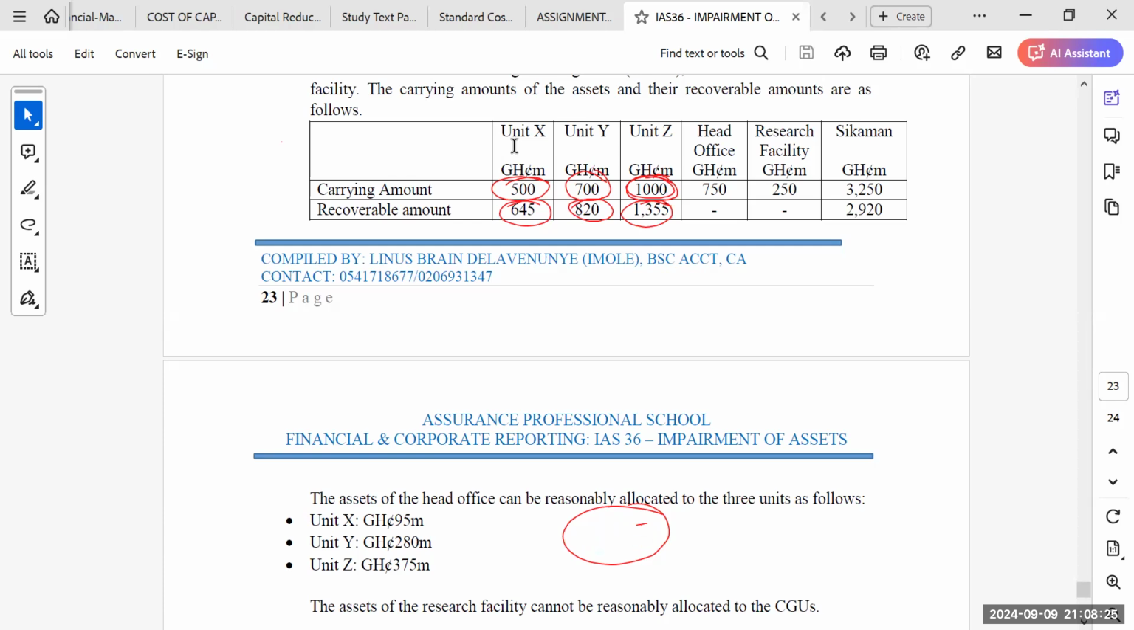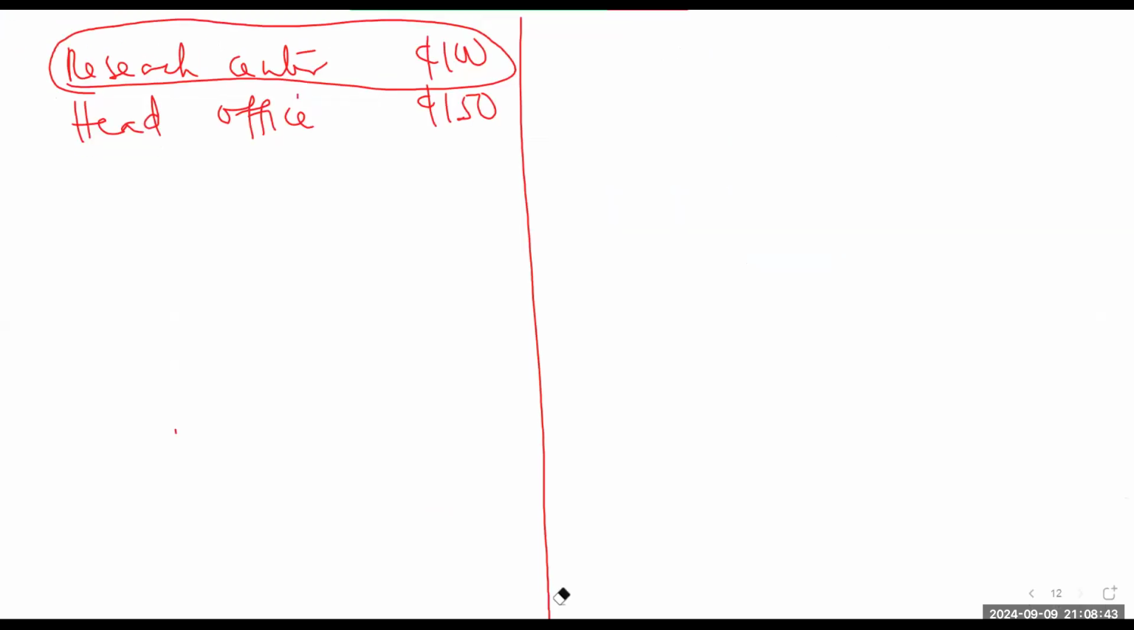So you first of all carry out the impairment test on this one. You determine the respective recoverable amount before you go to the group as a whole. Whenever a question like this has been given to you, carry out the impairment loss on each of the assets one by one. So we have the question, we have the Sycamine PLC.